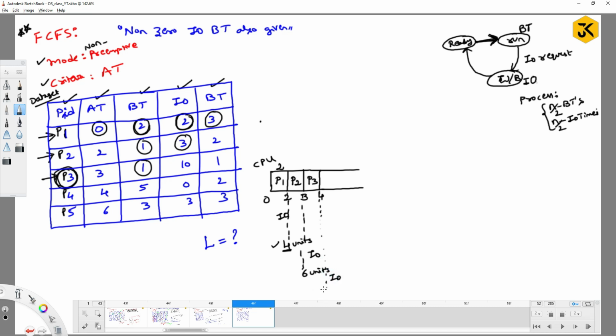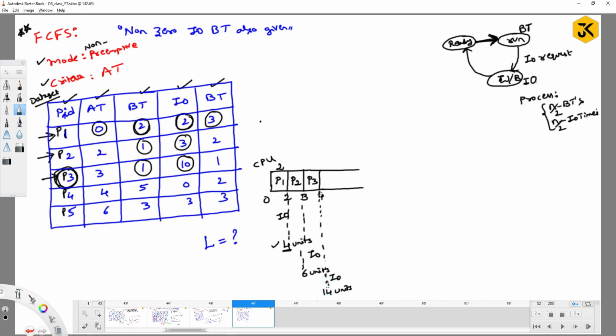And it will be available after what? How many minutes? 40 minutes. Why 40 minutes? Right now 4 units of time is there and IO operation requires 10 units. So after 4 units, 14 units, P3 will be available for you, right?